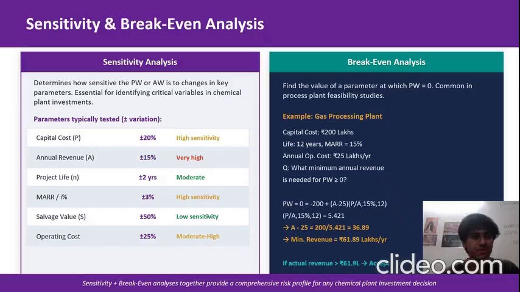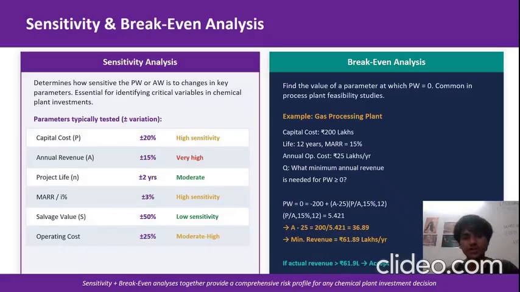we can see how much the project profitability changes. Similarly, revenue is usually the most sensitive parameter. Even a small decrease in revenue can significantly impact the project viability. From this analysis, we identify which variables are most critical. Typically, revenue and interest rate have high sensitivity, while salvage value has relatively low impact. This basically helps engineers to focus on controlling the most important factors.